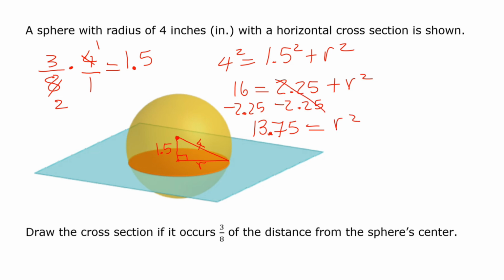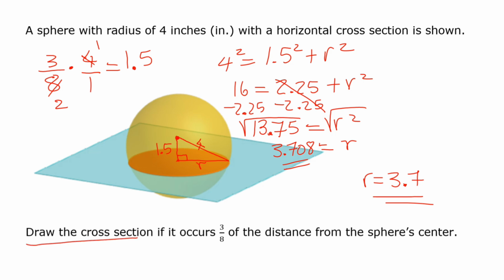Remember, we need to find R, not R squared. So it means then that I'm going to have to take the square root of R squared, and then that's going to leave me with R, and then I have to take the square root of 13.75, and that's going to leave me with 3.708. So it's approximately 3.7. This is telling us that the radius of that new circle that we landed on after the slicing was 3.7 units.